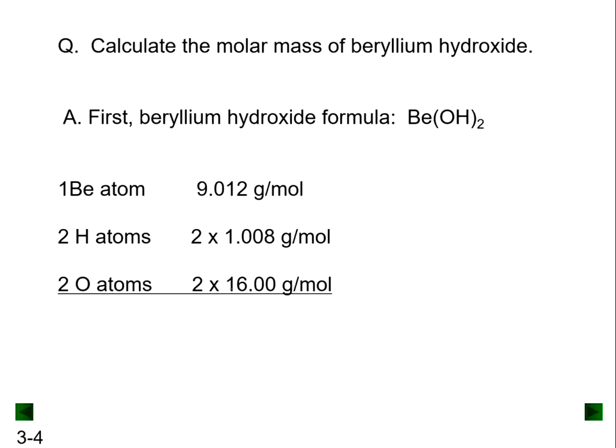We have 1 beryllium atom per formula unit. We have 2 hydrogen atoms and 2 oxygen atoms. So we take 1 times the atomic mass of beryllium from the periodic table. We add to that 2 times the atomic mass of hydrogen. And then we add 2 times the atomic mass of oxygen to give us 43.028. So if you punch the number into your calculator, that's the number you should be seeing.